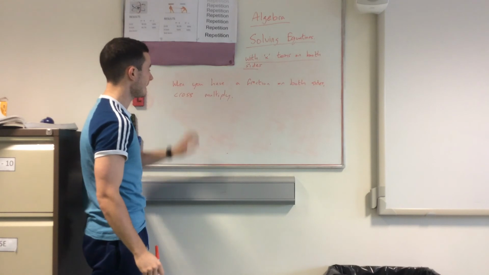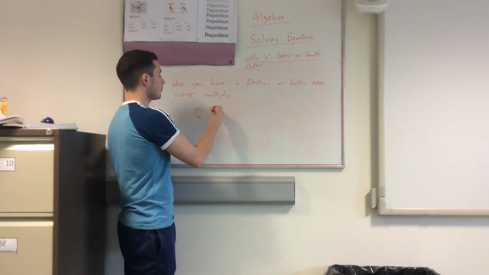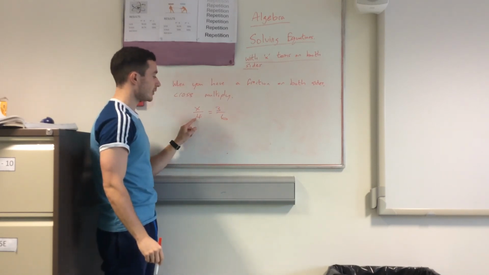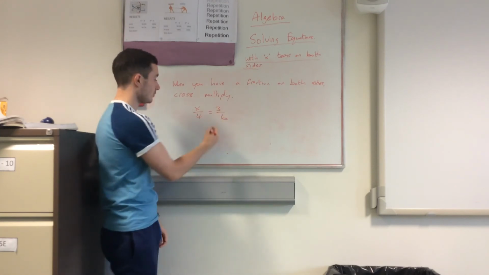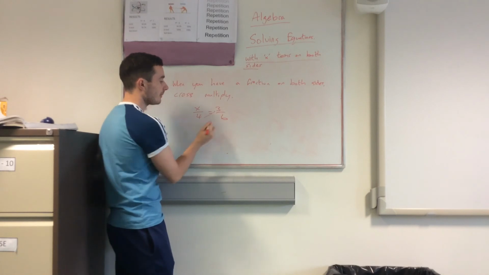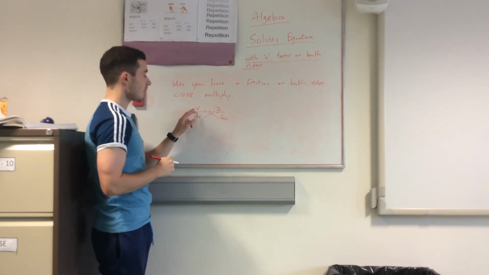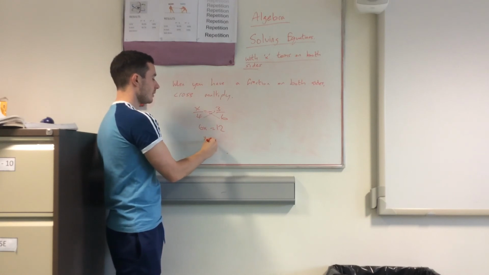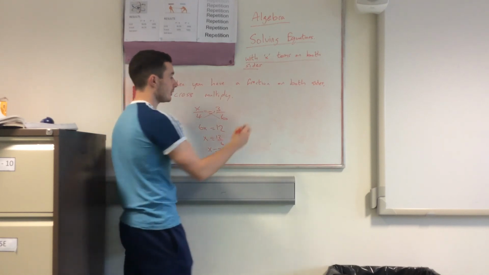So what does cross multiply mean? Let's say that you have x over 4 equals 3 over 6. Right? What cross multiply means is you take the denominator on each fraction, you move it across to the other side and multiply. So in other words, your 4 is going to come up here and multiply, and your 6 is going to come across here and multiply. Alright? So x times 6 is 6x, 4 times 3 is 12. 6x equals 12, x equals 12 over 6, x equals 2.